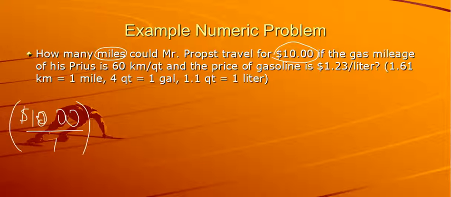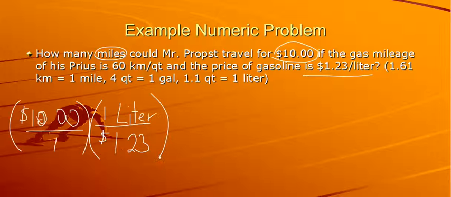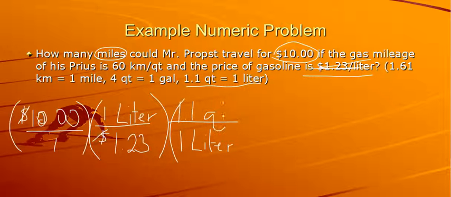Okay, we need to cancel dollars. Here's a conversion. $1.23 per liter. So we're going to cancel dollars, put the $1.23 down here, put 1 liter on top. That'll get rid of that conversion. So dollars is canceled. We have liters. We can go from, here's a conversion, liters to quarts. So 1 liter, 1.1 quart. Liters cancels out, so that one's gone.